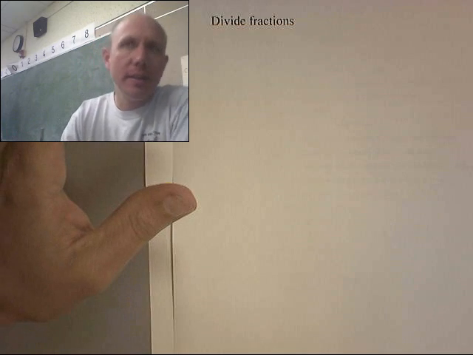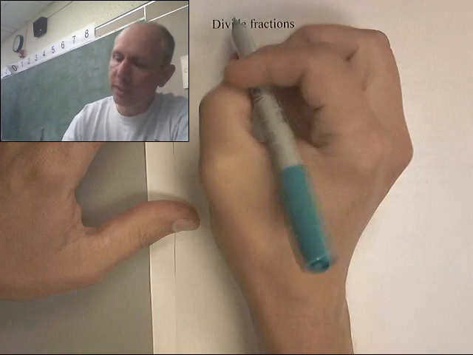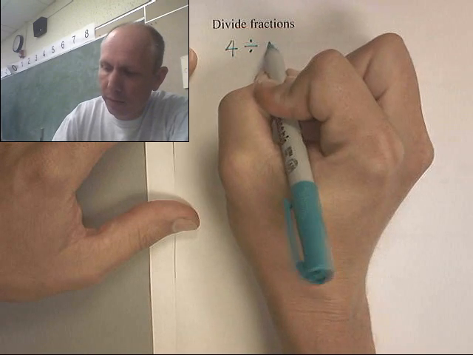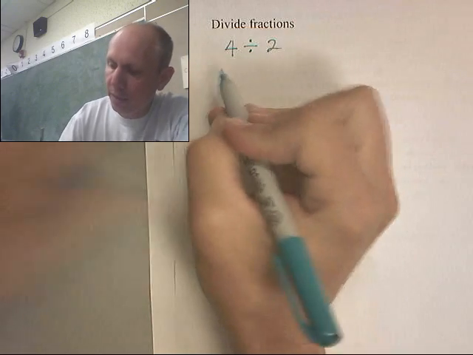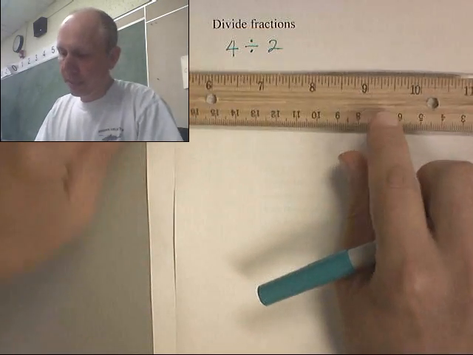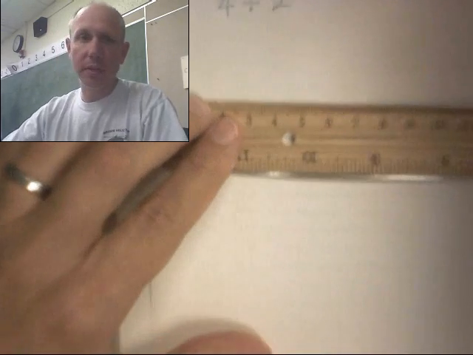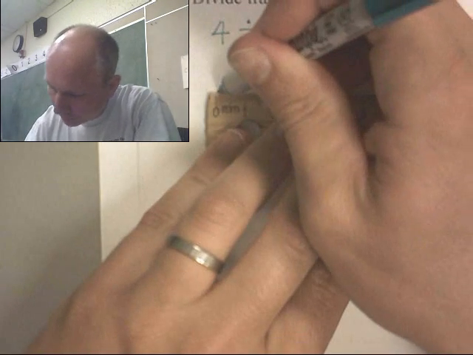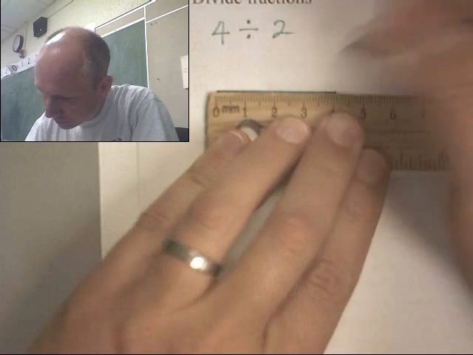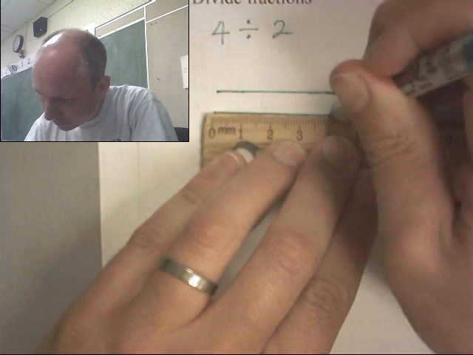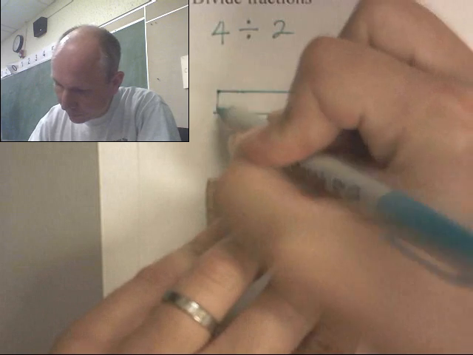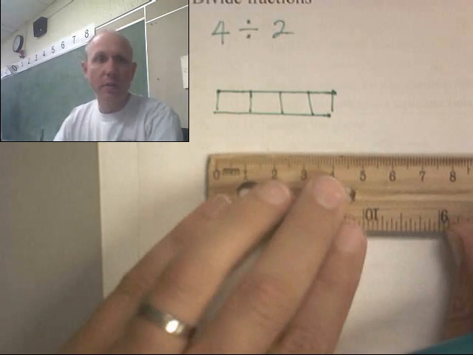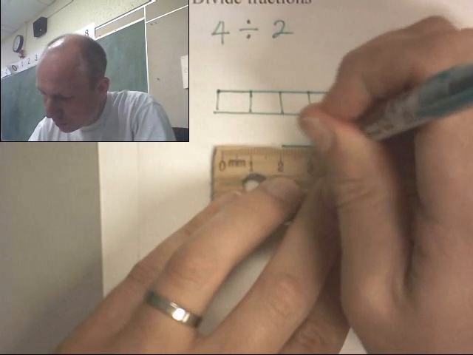Let's start with a non-fraction problem. Let's think about 4 divided by 2. And I'm going to try to do this graphically. So if I have a line, I have 4, let's go with these centimeters here. 4 divided by 2. So here's 4. So there's a 4, and here's a 2.